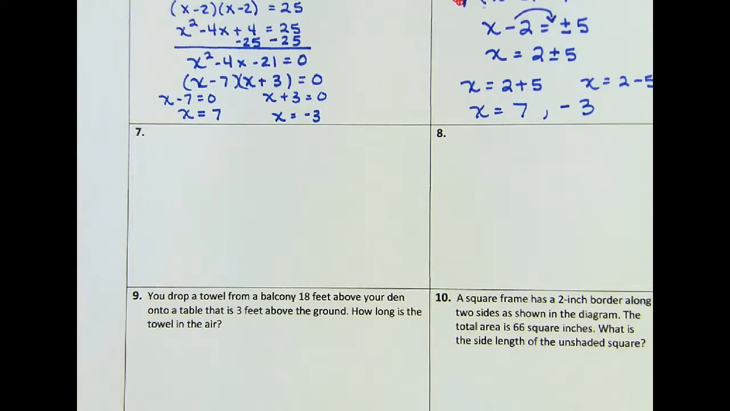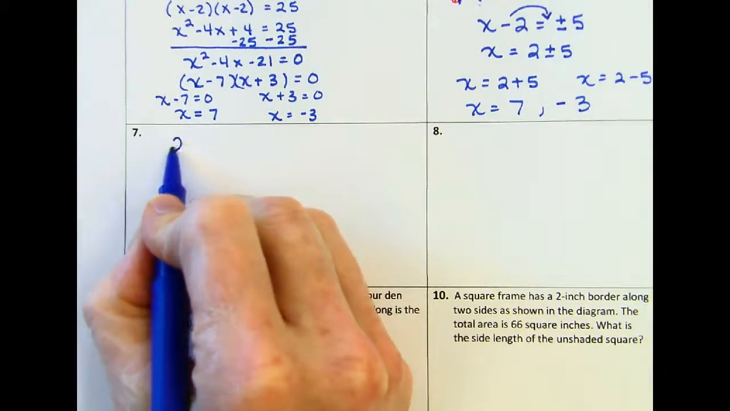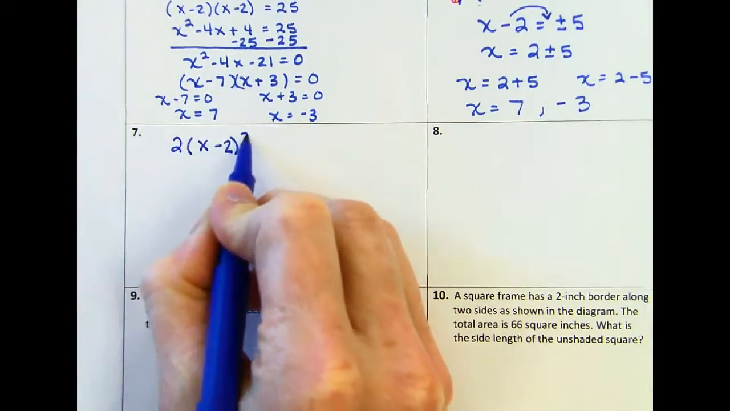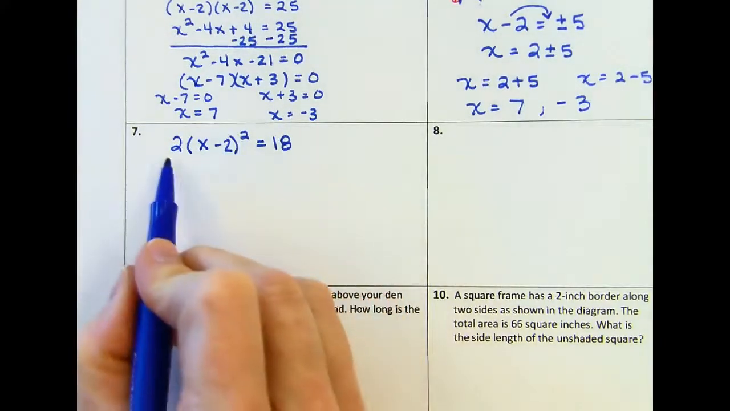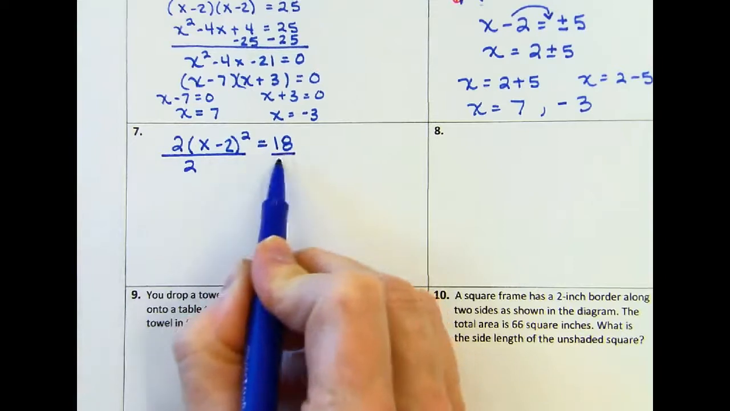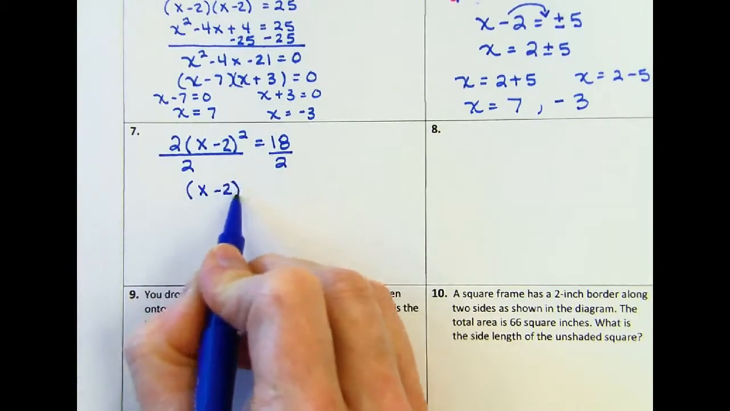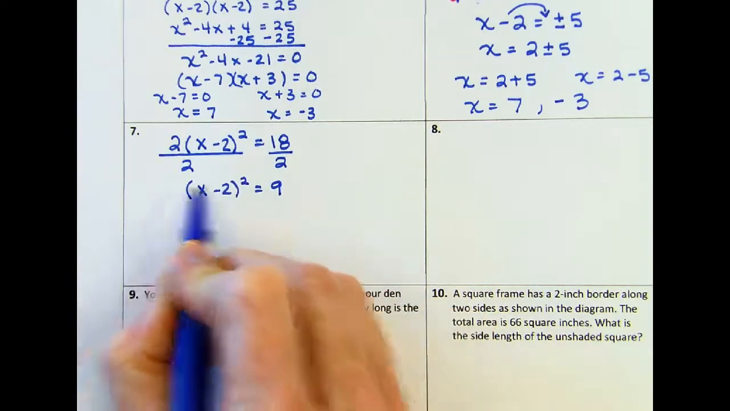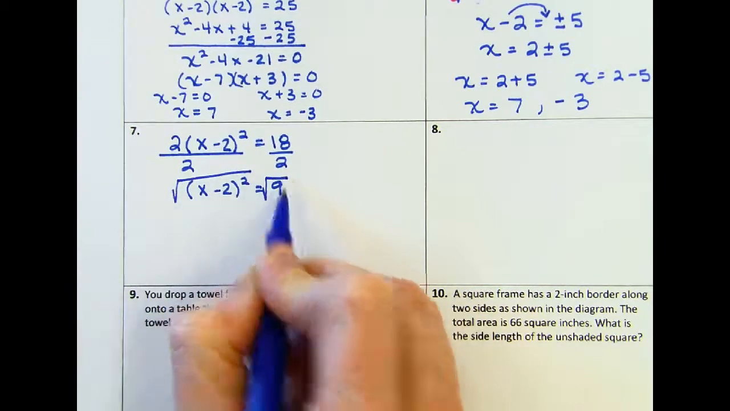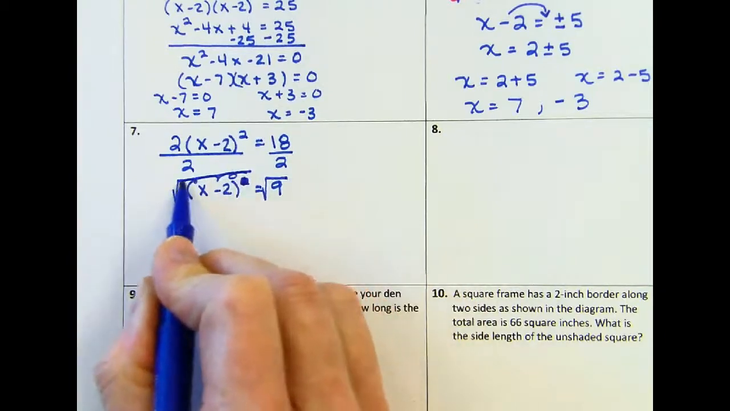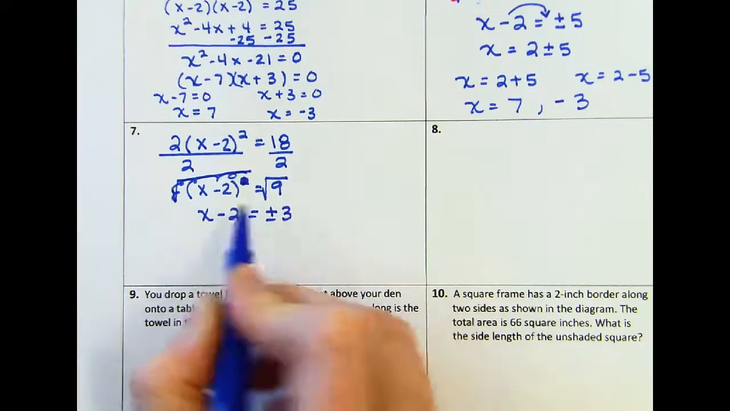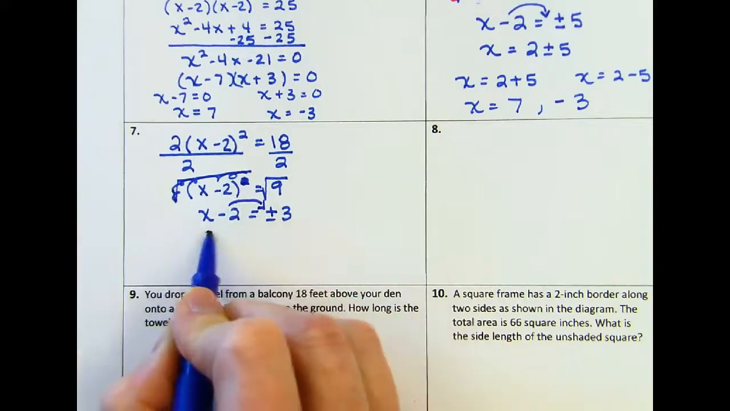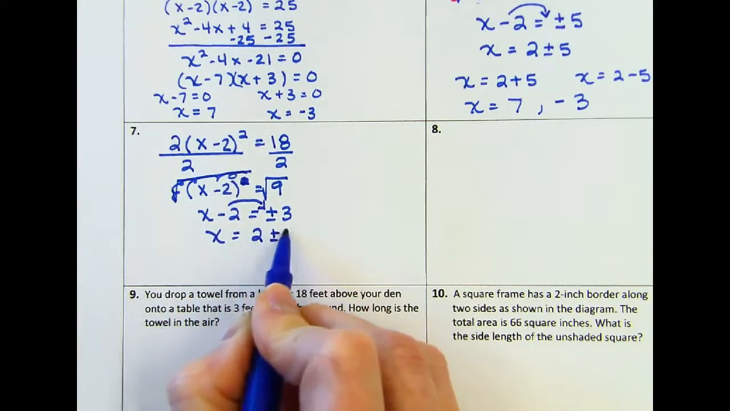So let's look at the first one here. We have 2 times x minus 2 squared equals 18. Well, let's try to isolate the square here so we can use square roots. So I divide this side by 2, I divide this side by 2, and I get x minus 2 squared equals 9. That's a square. I can get rid of it by taking the square root of both sides. This and this undo each other. X minus 2 equals plus or minus 3. Move the negative 2 by adding it to the other side. I get 2 plus or minus 3.